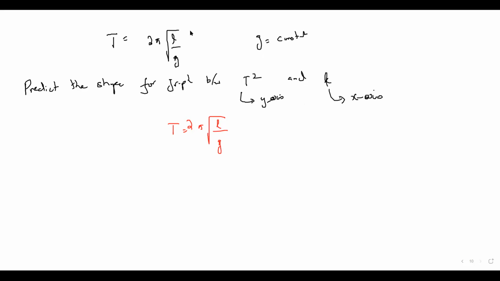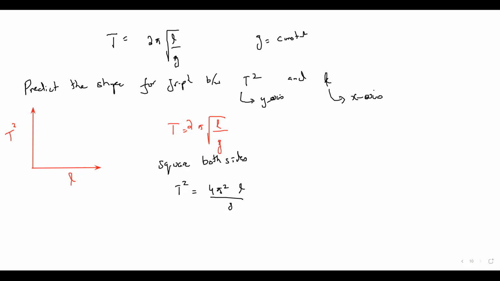And you want a graph for t square and L. So first you have to square, because you have to make the equation for t square. So we will square both sides. When we square both sides, this will be t square, and this will be 4 pi square L divided by g. Now you have an equation for t square and L.